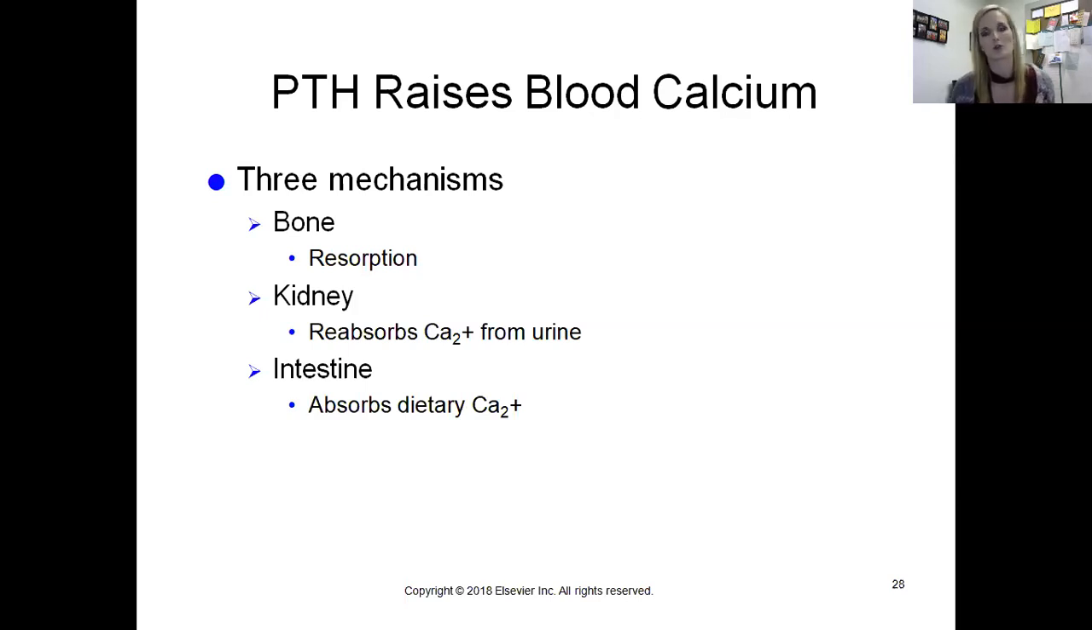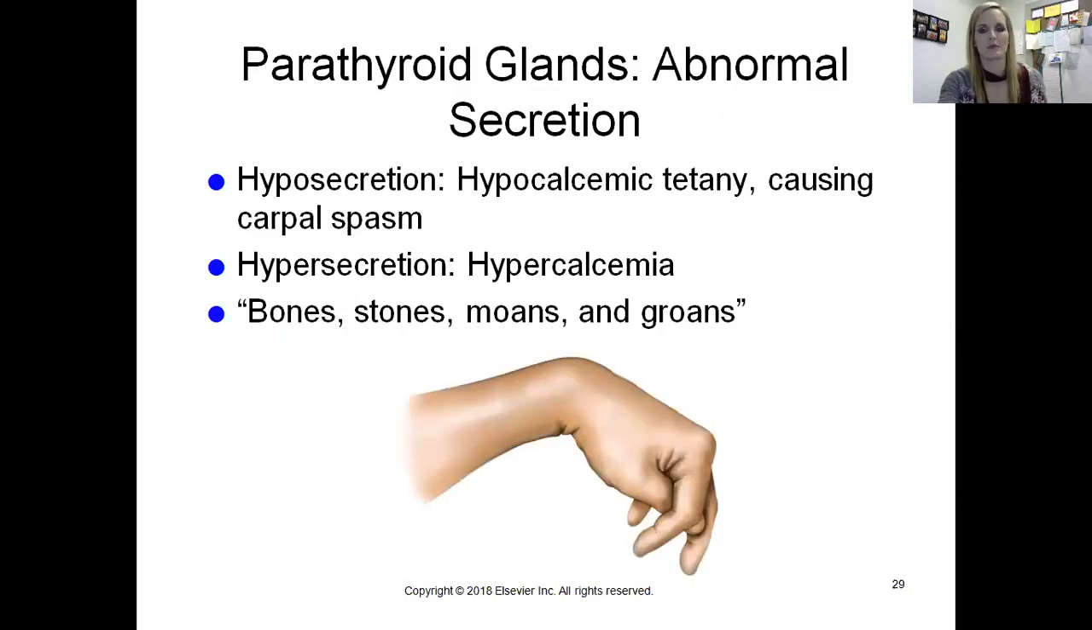There's a process called reabsorption, where if we need something in our body, our kidneys can recognize that it needs to be reabsorbed, but also in the intestines. In the intestines, it can absorb that dietary calcium a little bit faster. So by those different mechanisms. So being familiar with, again, what PTH does. Parathyroid hormone comes from the parathyroid gland, and its job is to raise blood calcium.